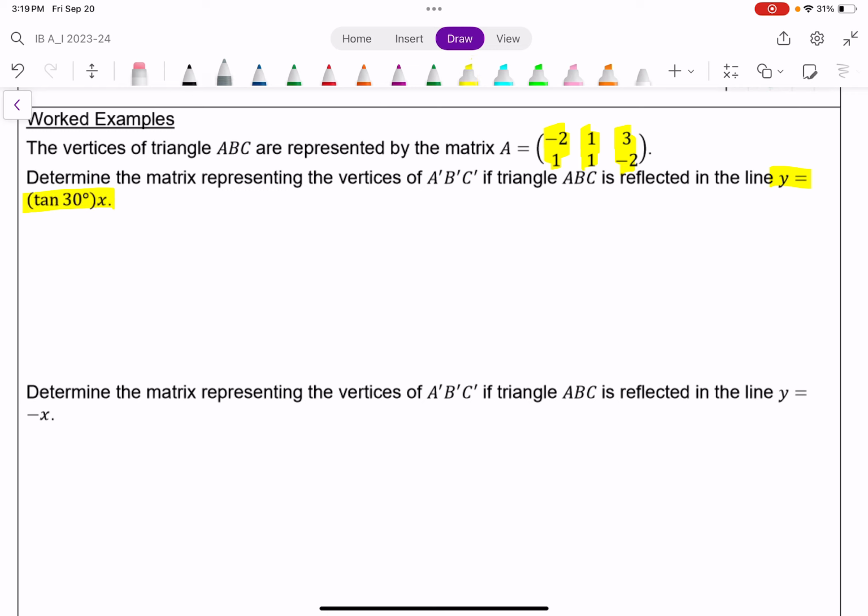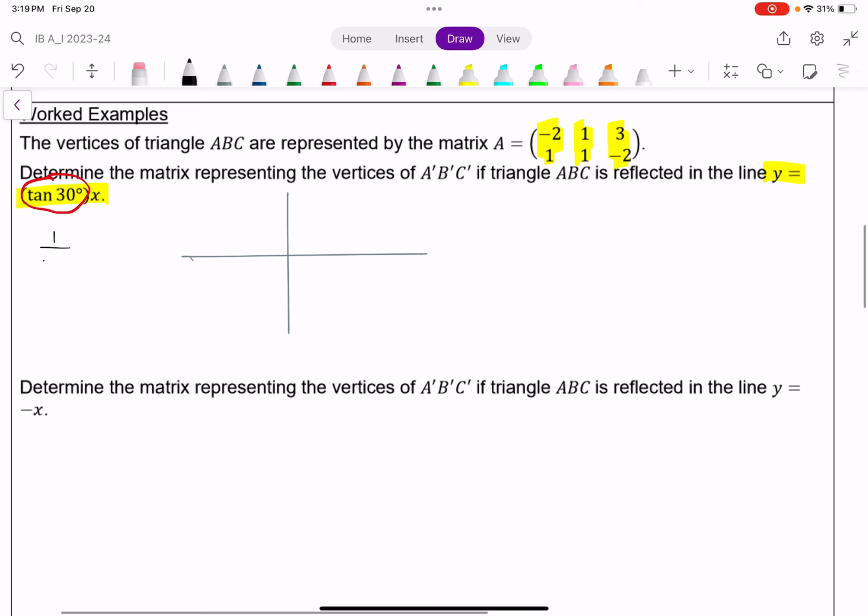I'll make a quick visual that I will then erase. But if I just imagine what that reflection line looks like, the tangent of 30 is exactly 1 over root 3. So I could imagine a slope of up 1 over root 3. Or, most importantly, it's a line that has a 30-degree angle between the x-axis and the line. And so imagine in the end we have a mirror placed like that. How would our image reflect about it?